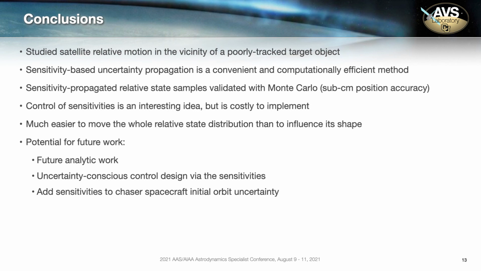And these are the conclusions and major takeaways from this paper. We studied satellite relative motion in the vicinity of a poorly tracked target object. Sensitivity-based uncertainty propagation proved to be a convenient and computationally efficient method of studying uncertainty propagation in this problem. The sensitivity-propagated relative state samples were validated with Monte Carlo studies and showed accuracy to sub-centimeter levels. Control of the sensitivities was an interesting idea, but it turns out to be costly to implement. And again, it's much easier to move the whole relative state distribution than to influence its shape.